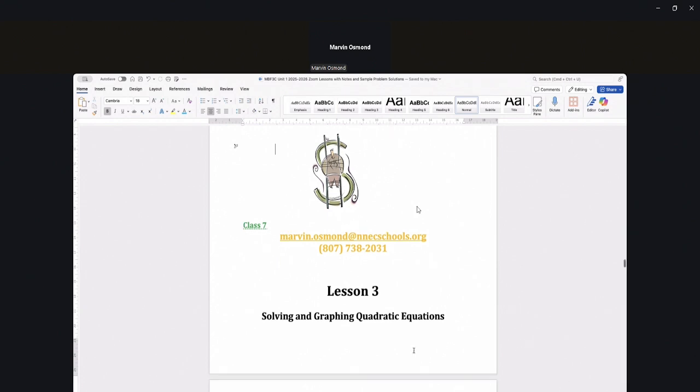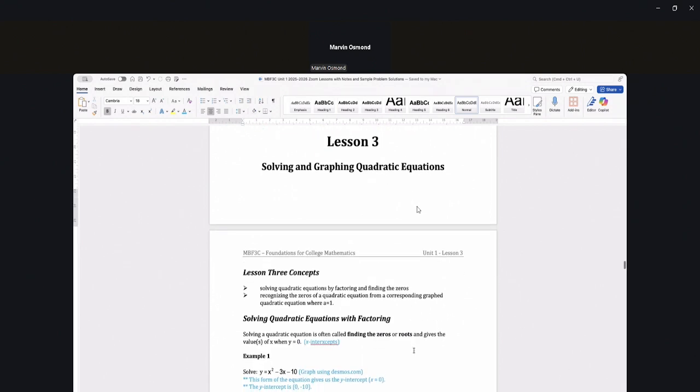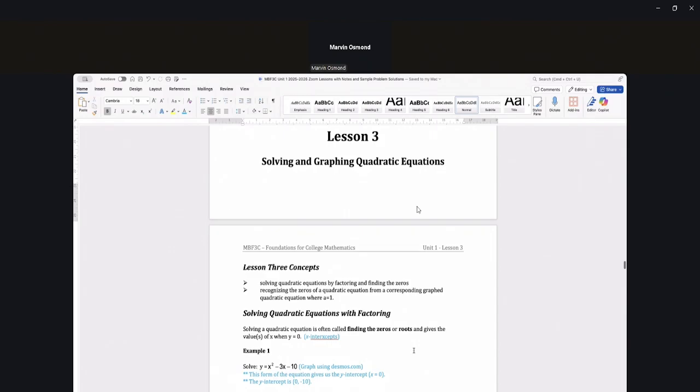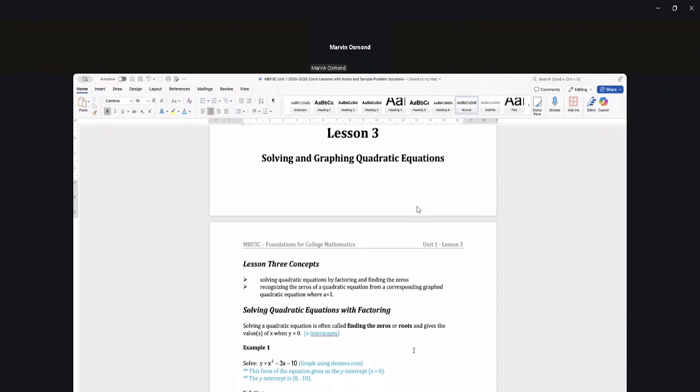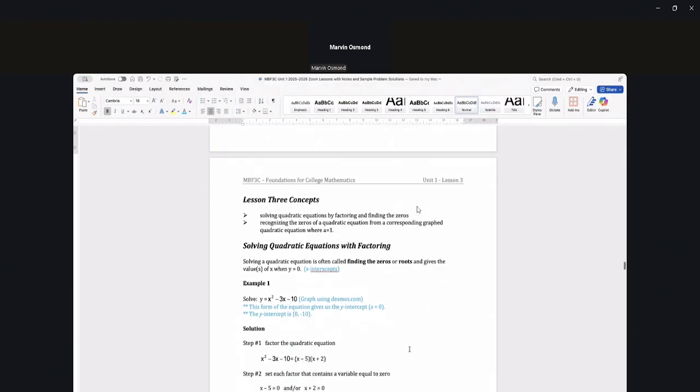Last lesson we looked at factoring trinomials. And we learned to factor trinomials because we need that for the next lesson, which is solving and graphing quadratic equations. So what we mean by solving a quadratic equation, and different terminology is used depending on the textbook you're reading or the online site you're visiting. The terminology they use varies.